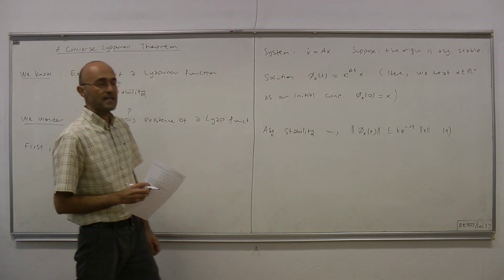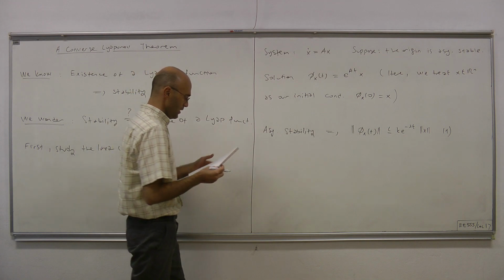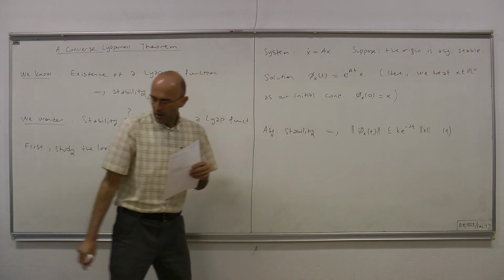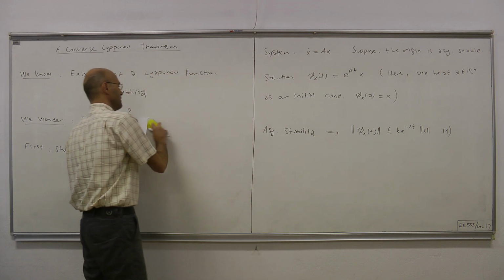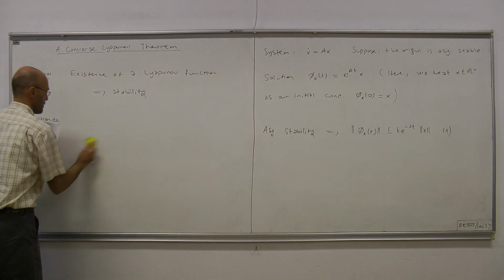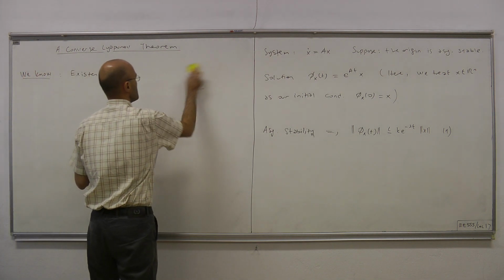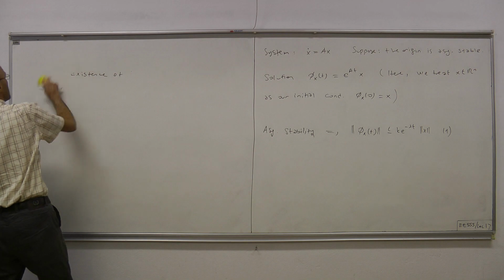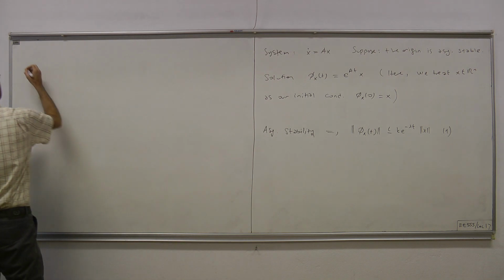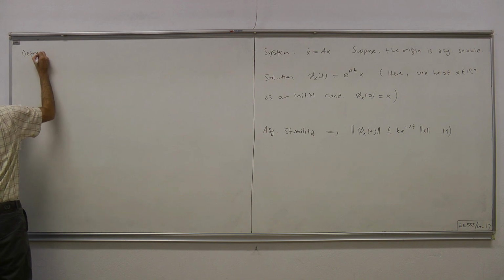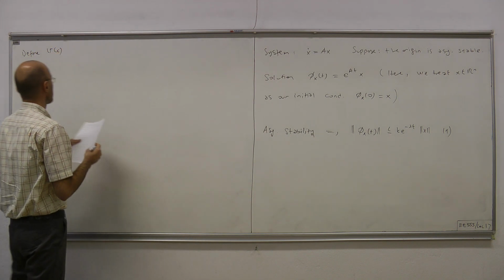Okay, we can always find k and lambda, and that's satisfied. Now, we will introduce or define or construct the Lyapunov function from the solution, the very solution itself. And the trick is the following. Define v of x as follows.